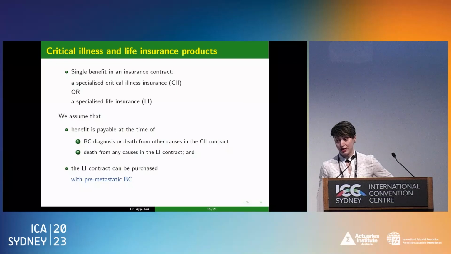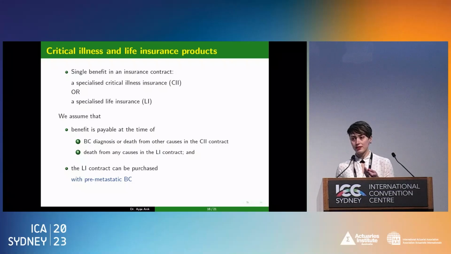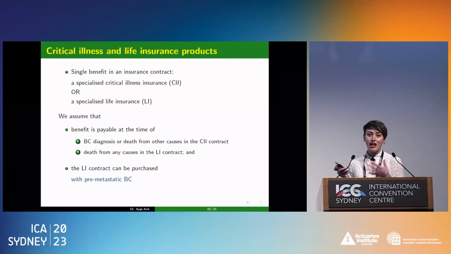So we have an application as the last part of this presentation. We looked at two types of life insurance products, one a specialized critical illness insurance and the other a specialized life insurance contract. We introduced the wording of specialized to highlight we are only considering breast cancer risk here. And we assume that there would be a benefit payable at the time of an event. And this event is defined to be a breast cancer diagnosis or death from other causes in the critical illness insurance. And the event in the life insurance contract is defined to be a death from any causes, basically.